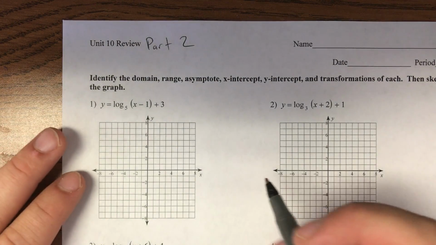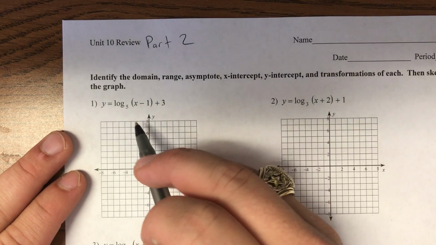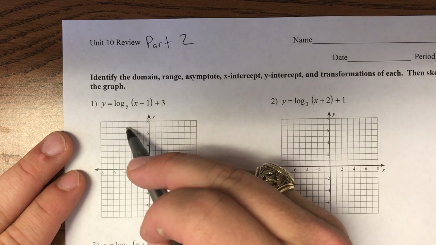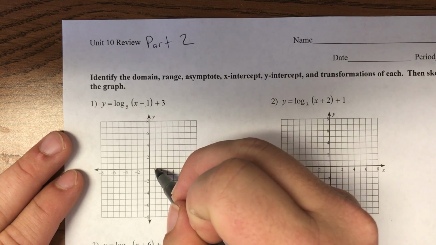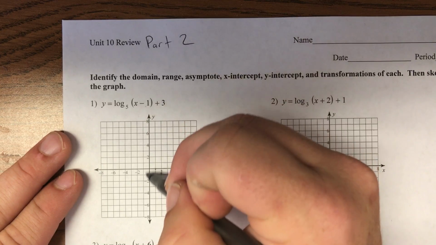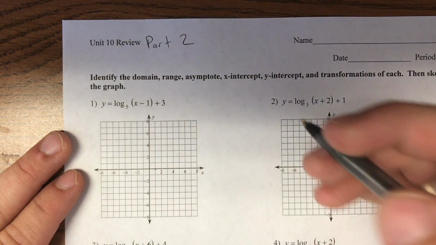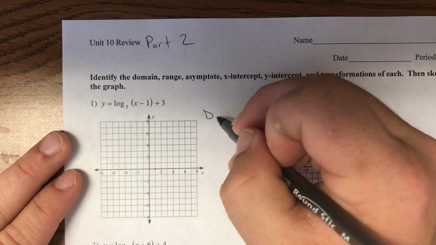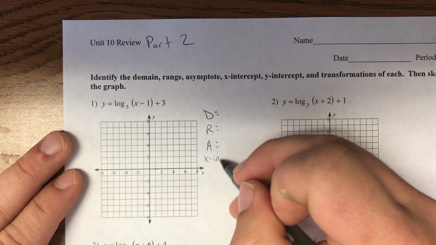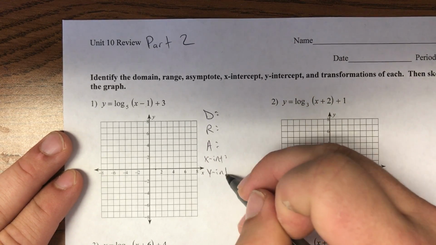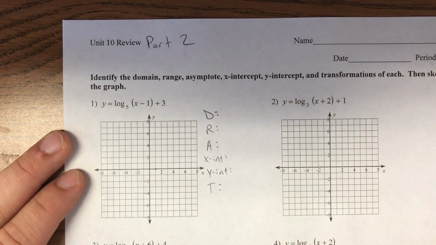All right, here's part 2 of the Unit 10 review. For all of these, as far as graphing goes, if there's no pluses or minuses, the x-intercept is always 1, and the asymptote is always the y-axis. However, all of these are going to have transformations, so we're going to find the domain, the range, the asymptote, the x-intercept, the y-intercept, and the transformations of each.